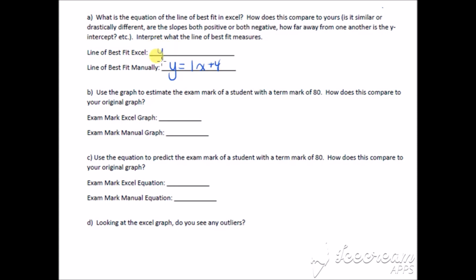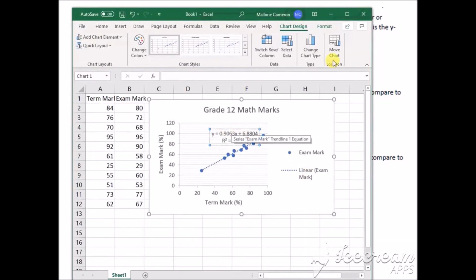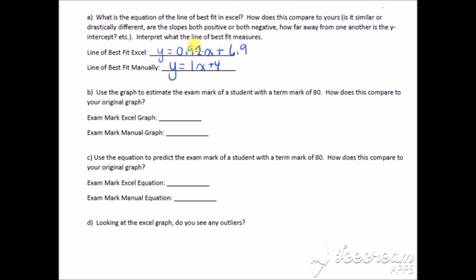In Excel, it was like y equals 0.92x plus 6.9. I'm going to double check. 9.1. Sorry, this is a 1. That's fine. Okay, so let's list. Both positive, similar numbers.